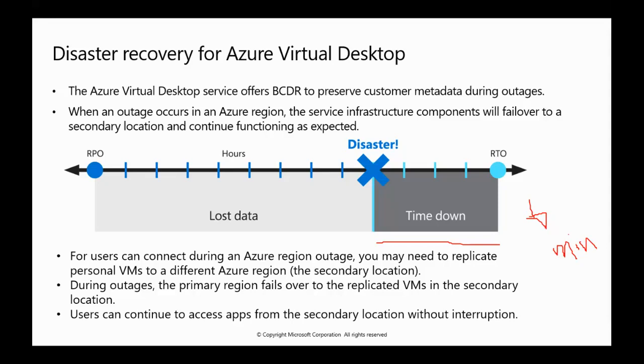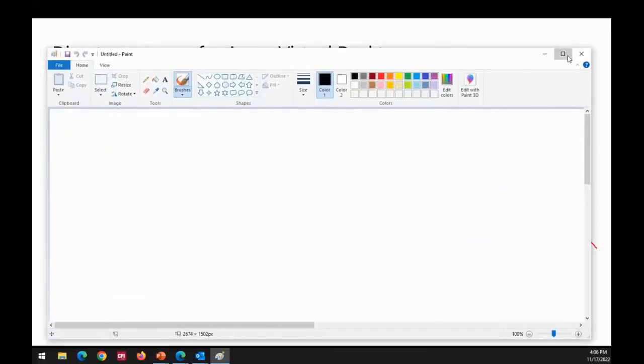That's what I use replication for. That's when I replicate my virtual desktops, that's when I replicate my storage accounts, and that's when I plan for a full solution backup or replication, so that during these outages, when my first site goes down, the other site will be available. Let me show you something using Paint. I'll just draw something to explain that better.